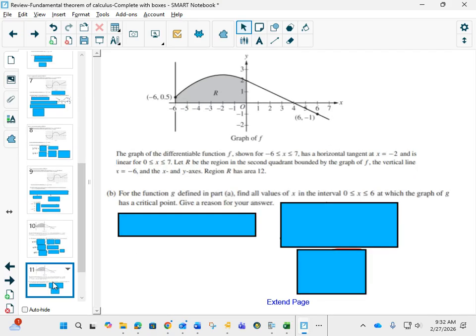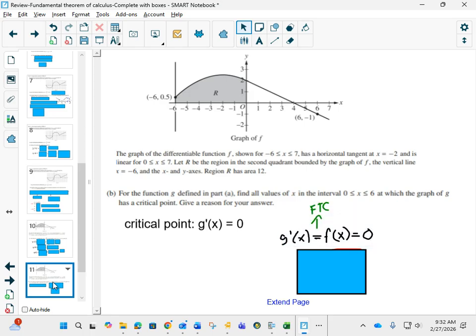Part B, for the function g, find all values of x between 0 and 6 at which the graph of g has a critical point. Okay, what is a critical point? That's where the derivative is equal to 0, or the derivative is undefined. The fundamental theorem of calculus says that g prime of x is equal to f of x. So again, you have to say that justification that allows me to do that. f of x is equal to 0 at 4.